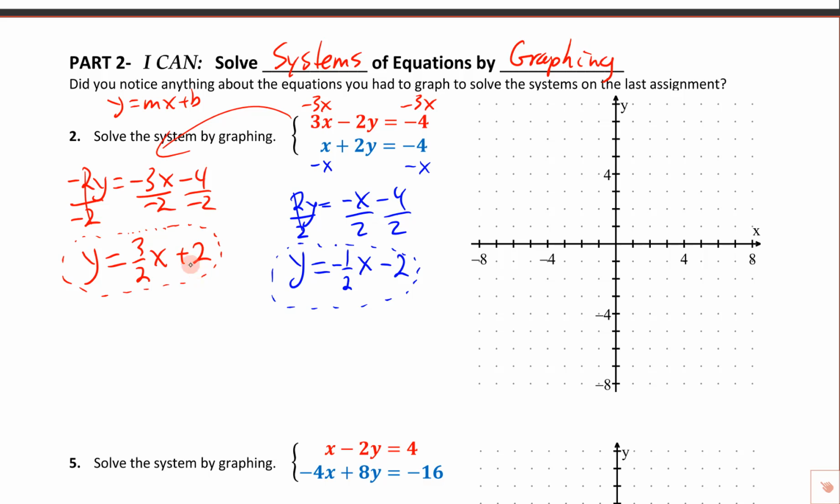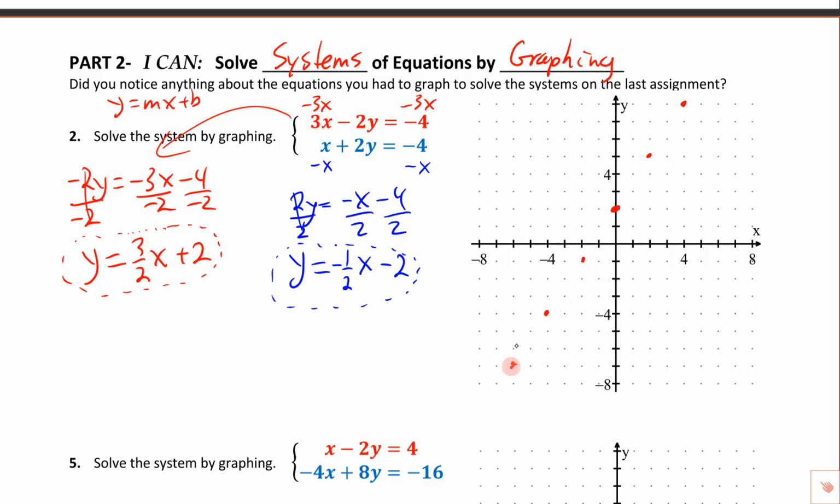So let's go ahead and graph the red one. This one crosses at 2, so crosses at 2 on the y-axis. The slope is 3 halves, so we're going to rise 3 and run 2. Rise 3 and run 2. Pretty steep in the positive direction. Going the other way, we're going to go down 3 and back 2, down 3 and back 2.